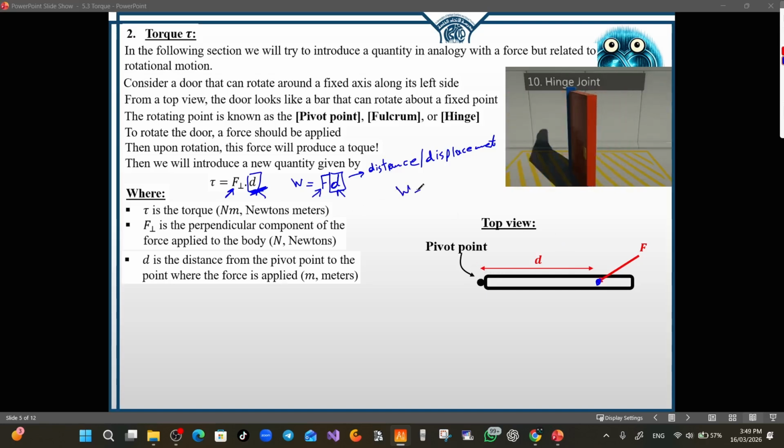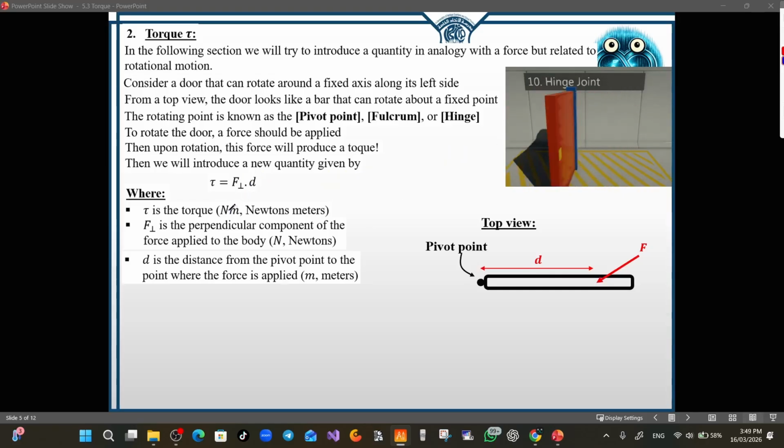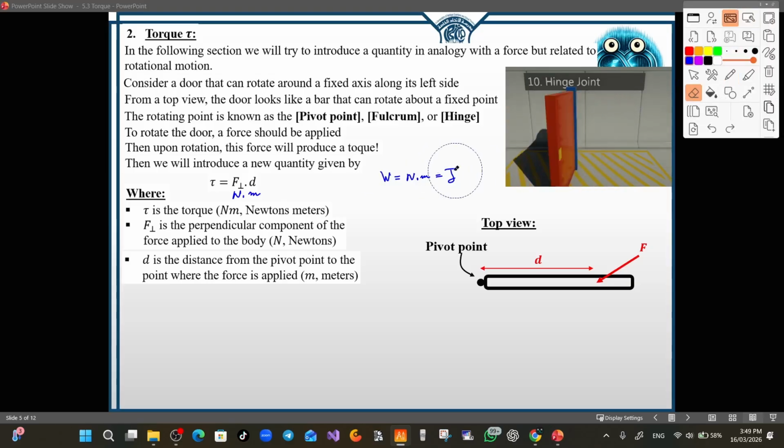So W and tau are not equal. Although they have the same unit, because work is written as newton meter or joule, and here the unit is also a newton meter, this is not sufficient to say that the work and the torque are the same. They represent totally different quantities.